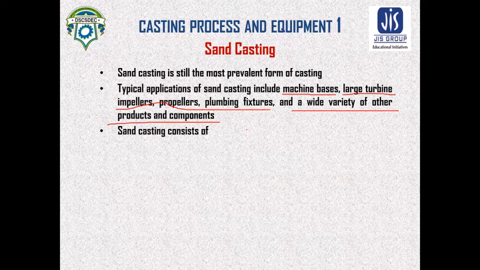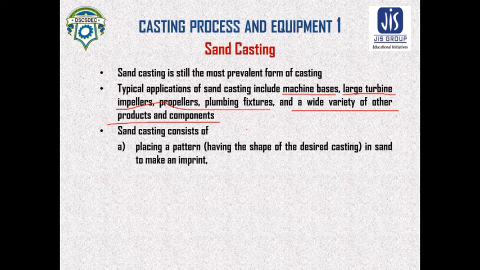Now the sand casting process consists of, first, placing a pattern. That means a pattern is made. We will see in detail what a pattern is. The pattern is our desired shape. So the first step is placing a pattern having the shape of our desired casting in sand to make an imprint.